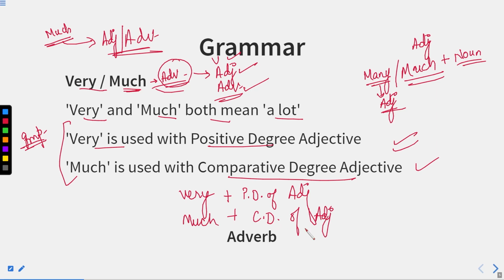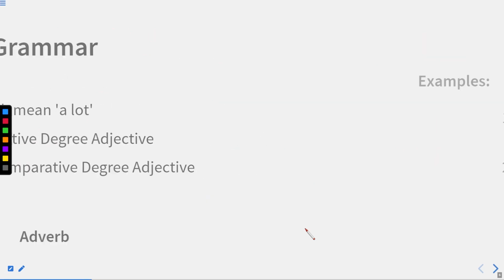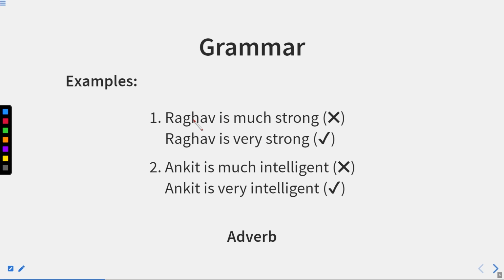Now we cannot say much good. Instead, we should say much better. So whenever we have a comparative degree of adjective, it should be preceded by much. And whenever we have a positive degree of adjective, it should be preceded by very and not much. Now let us discuss this with some examples. Here it is written, Raghav is much strong. Now, strong is the positive degree of adjective, and the comparative degree of strong is stronger.